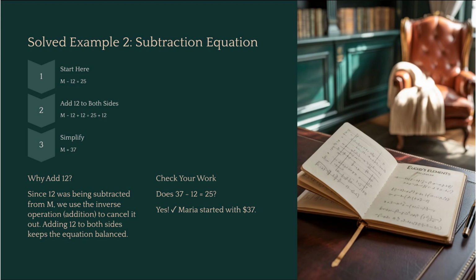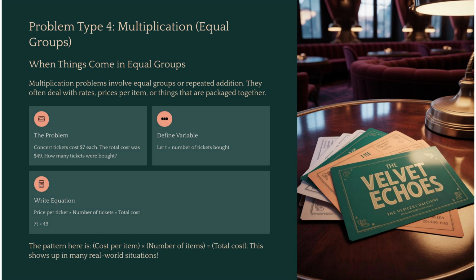To solve M minus 12 equals 25, we use the inverse of subtraction, which is addition. We add 12 to both sides. The 12s on the left cancel out, leaving M. On the right, 25 plus 12 equals 37, so M equals 37. Maria started with $37.